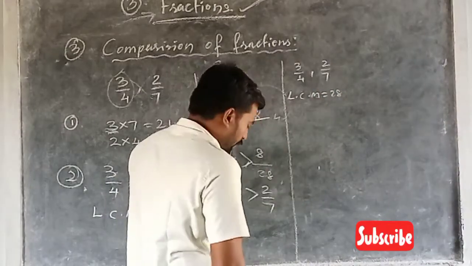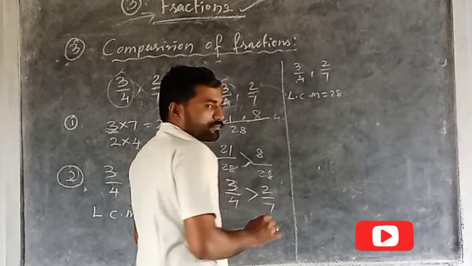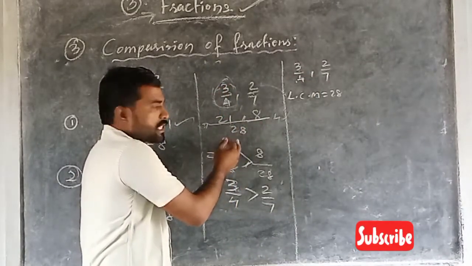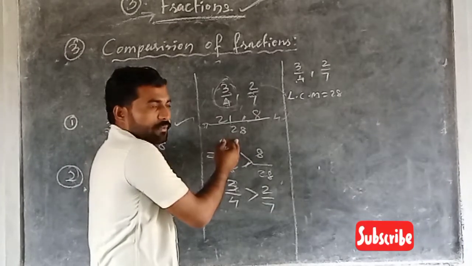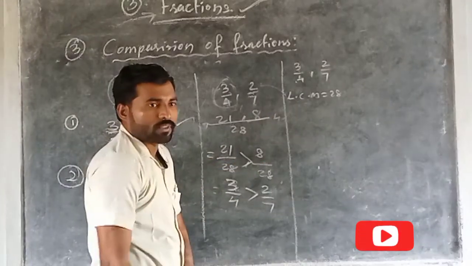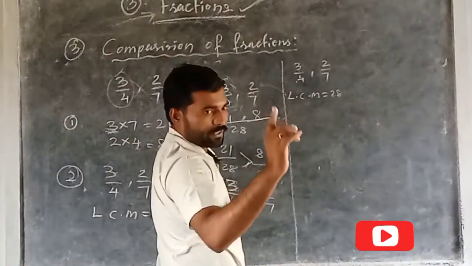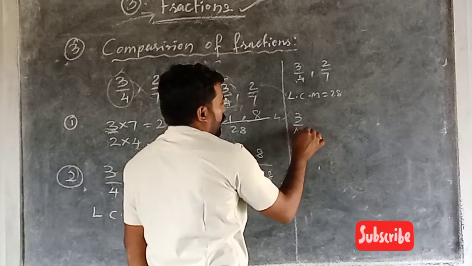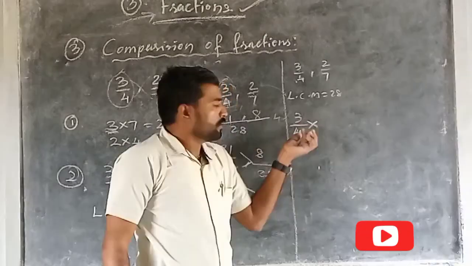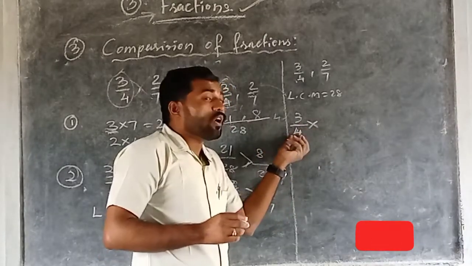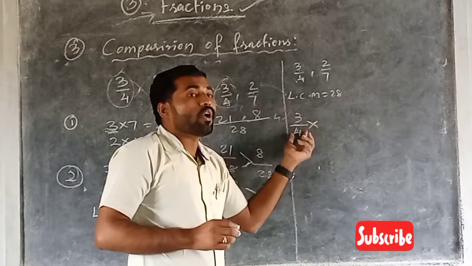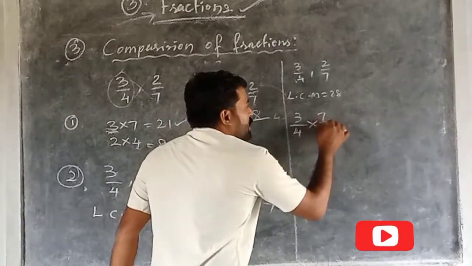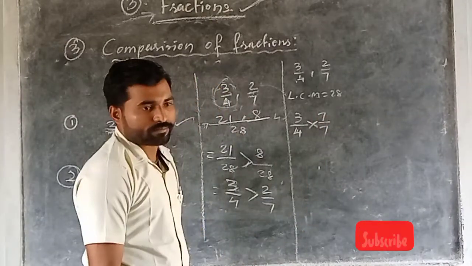Yes or no? Now take the first fraction. Here I have written the overall LCM directly, but here I am changing it. Look here. You can take any fraction first. Take the first fraction 3 by 4 and multiply this fraction. To get 28, how much? 4 sevens are 28. So you can multiply by 7 by 7.